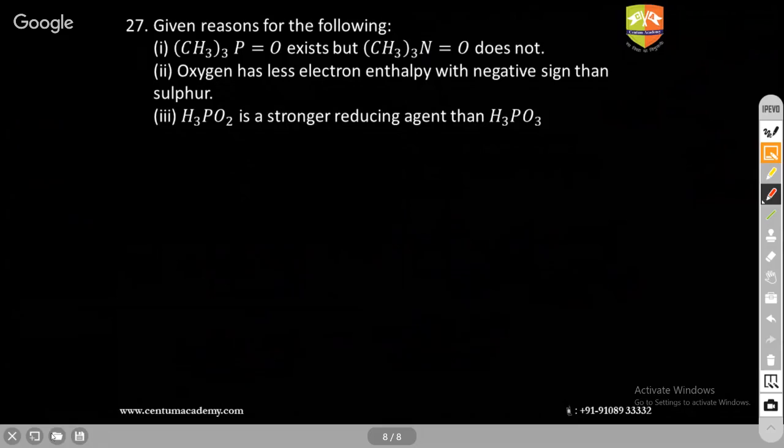Electron gain enthalpy is low because of small size. Yeah, small size, it has high electron density, so it can produce more repulsion to the coming electron. That's why its electron gain enthalpy is less negative. Yeah, right. Third one, H3PO2 is a stronger acid and stronger reducing agent than H3PO3.